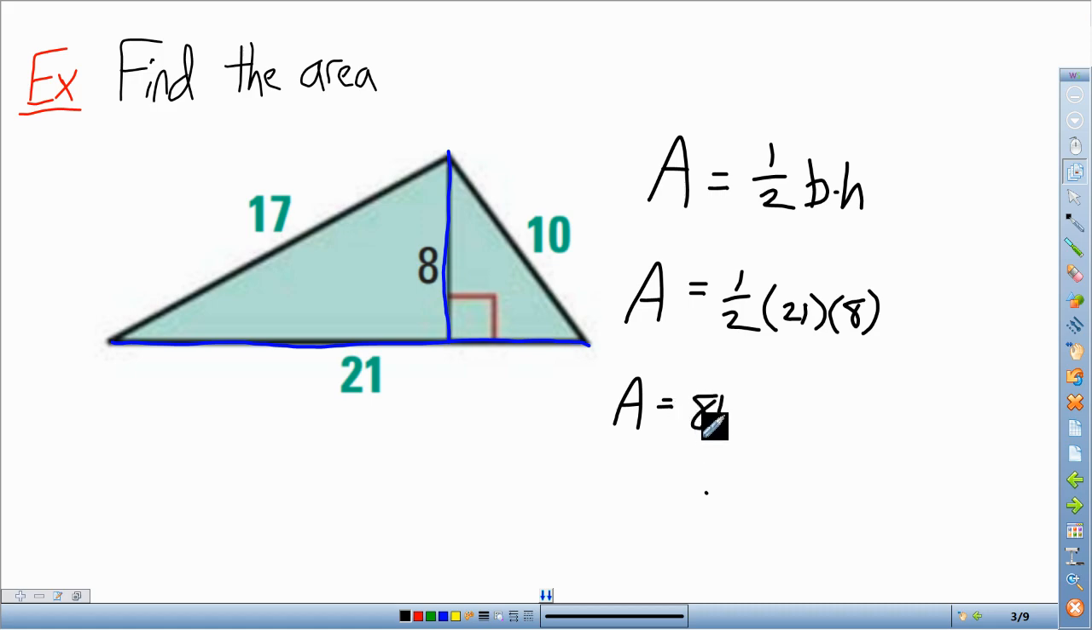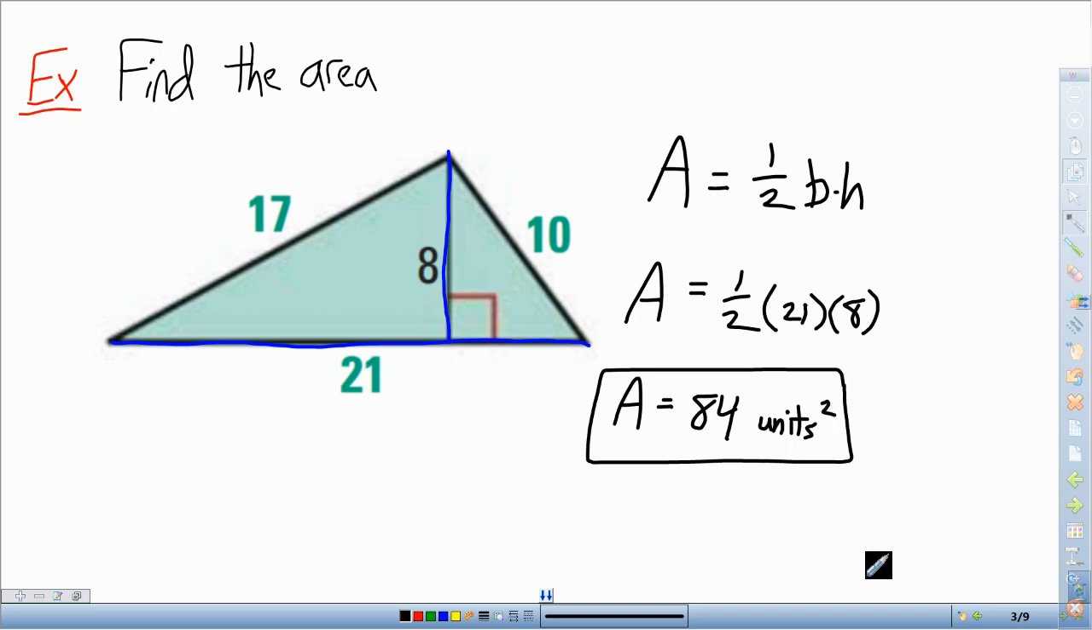Area is 84. And if you remember, when we were finding the area of circles, we always would do it as units squared. It's the same thing here. If this was in inches, we would say 84 inches squared. But there are no units here, so I want you in your notes to just remind yourself that it would be units squared.